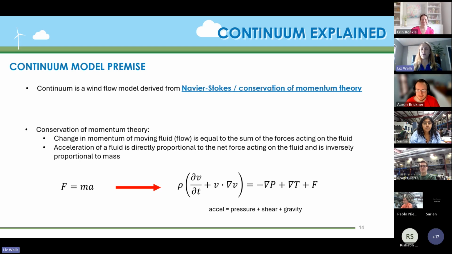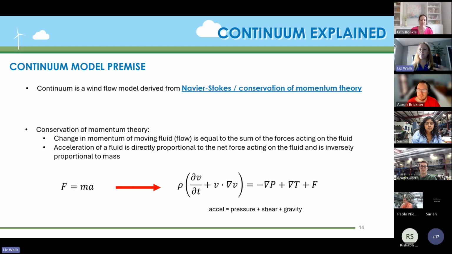So a quick recap, or perhaps an introduction for some: what is the conservation of momentum theory? Essentially what it says is that the change of momentum of a moving fluid is equal to the sum of the forces acting on it, and that the acceleration of the fluid is directly proportional to the net force acting on the fluid and inversely proportional to mass. So the equation that everyone should be familiar with from high school physics is force equals mass times acceleration. That's the most basic form of the Navier-Stokes conservation of momentum.